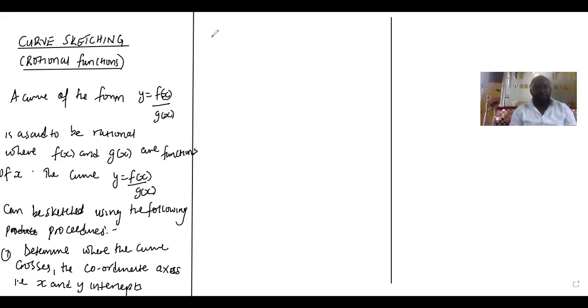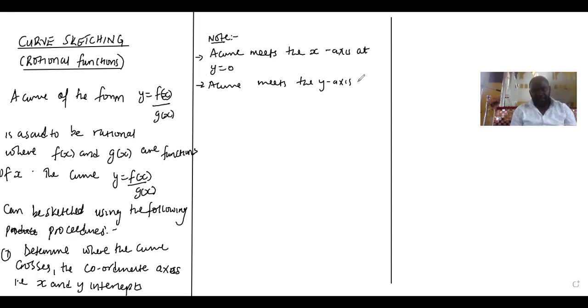And if you recall, a curve meets the x-axis at y is equal to zero. Then also the curve meets the y-axis at x is zero. So these notes, we need to have them in mind.